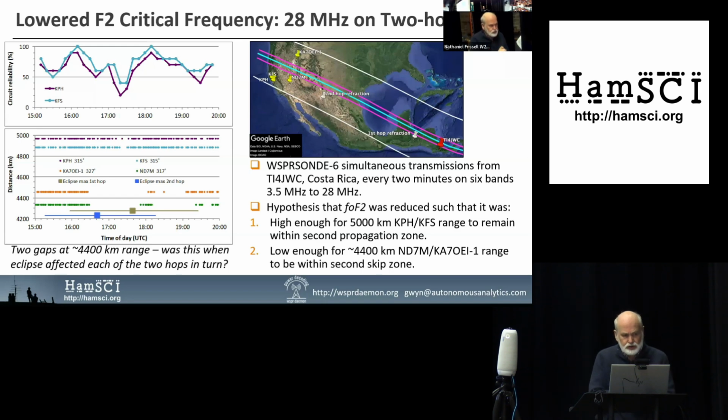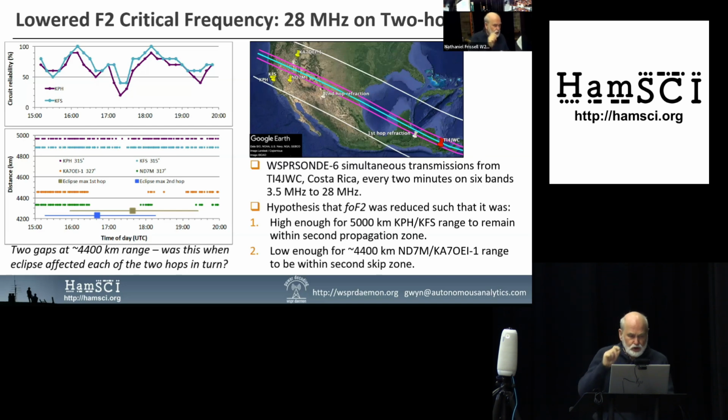So now let's move on to an effect of lowered F2 layer critical frequency. And I'm going to do this on 28 megahertz on a 2-hop path from John TI4JWC, the red map pin in the lower right of the map in Costa Rica. And I'm going to look at 4 receivers, 2 in California, KPH and KFS, and ND7M and KA7OEI in Nevada and Utah, respectively. And the distance of KFS KPH is towards 5,000 kilometers and around 4,400 kilometers for Nevada and Utah.